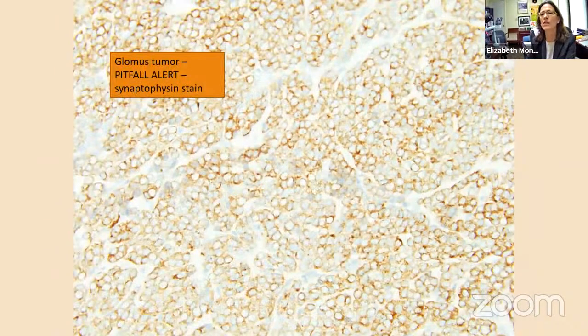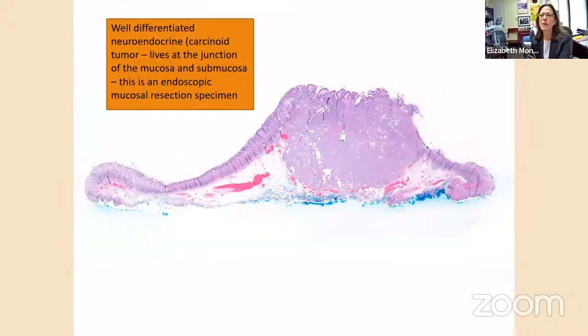And here's our pitfall alert. This is synaptophysin in a glomus tumor. And just remember that if you get a frozen and you're thinking of calling it a NET and it's in the muscularis propria, you're probably wrong. So remember that well-differentiated neuroendocrine or carcinoid tumors arise at the junction of the mucosa and submucosa. So you won't typically see them in the muscularis propria when they're small, and when they're large, you'll also see them up here. This is just from an endoscopic mucosal resection of a stomach one.